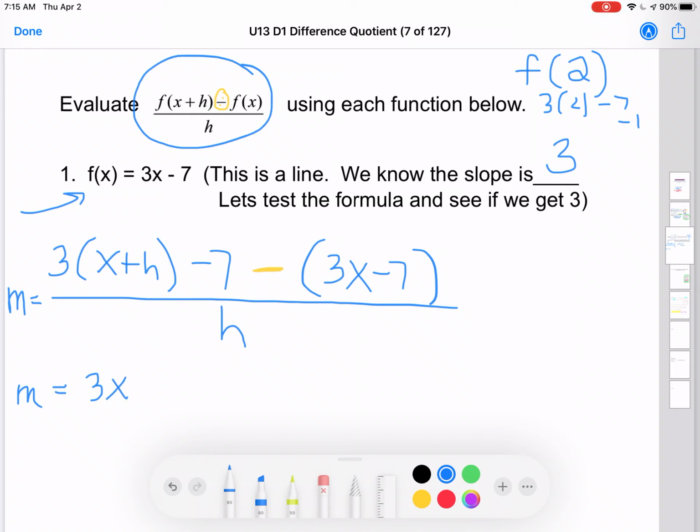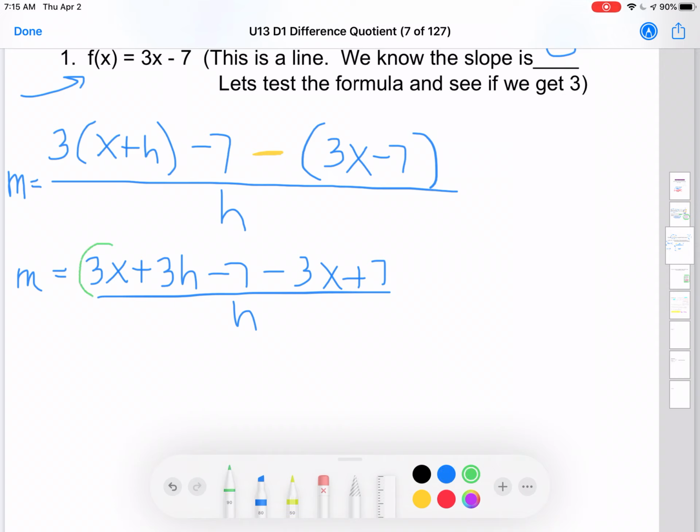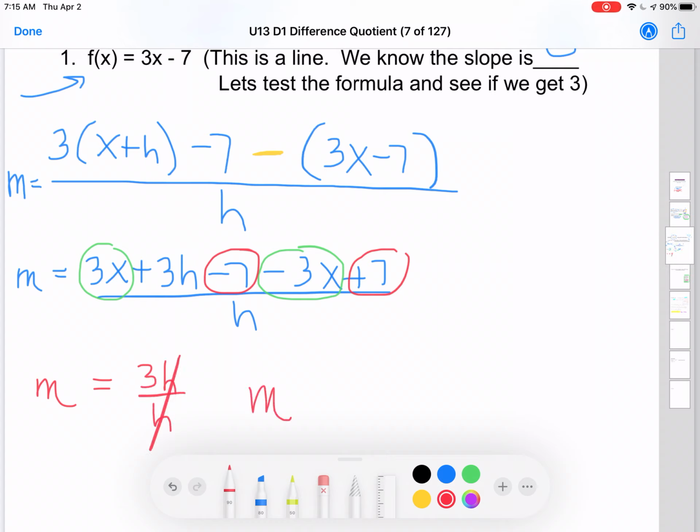Okay, so distribute: 3x plus 3h minus 7, distribute your negative, -3x plus 7, over h. And now let's combine like terms. I can see that my 3x and my -3x are going to wipe out. I can see my -7 and my 7 are going to wipe out. I'm left with 3h over h. Simplify one more time, and look, there's my slope. My slope is indeed 3. So this difference quotient can be used to find the slope of the linear function.